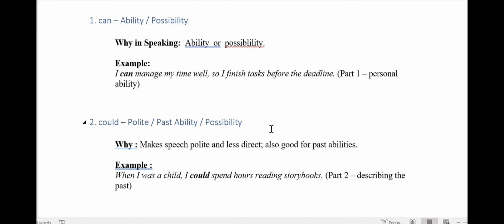Can speaks about the ability. So the sentence: I can manage my time well, so I finish tasks before the deadline. When you take up your speaking module first part, this is the personal ability. I can manage my time well. It is not "I manage my time well." I can manage my time well.